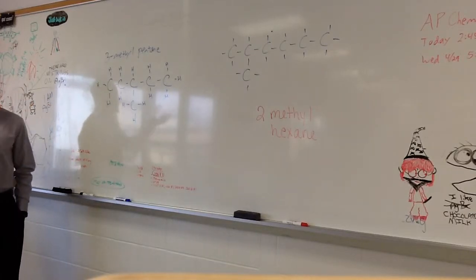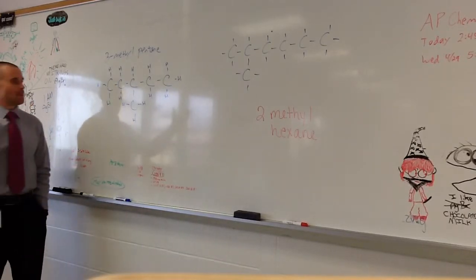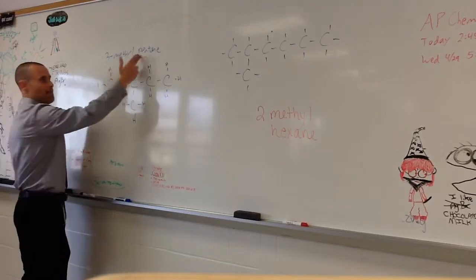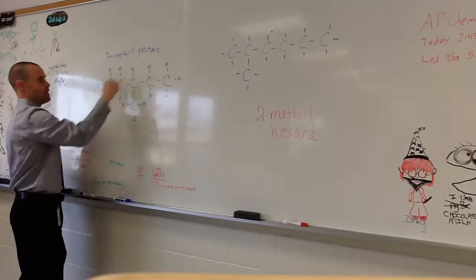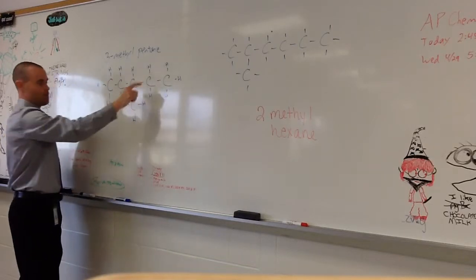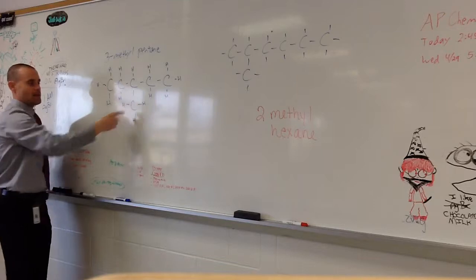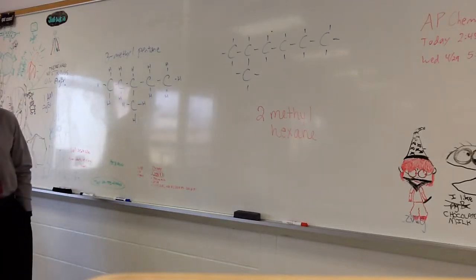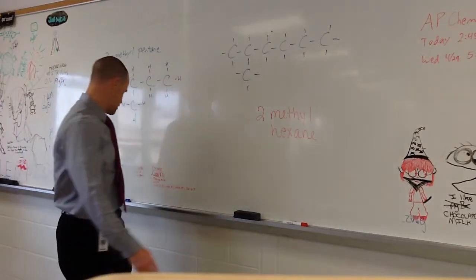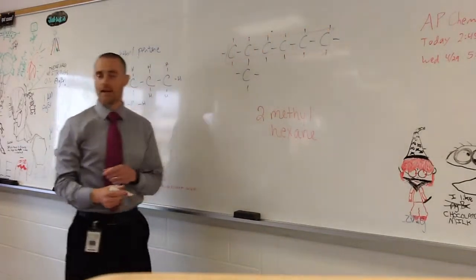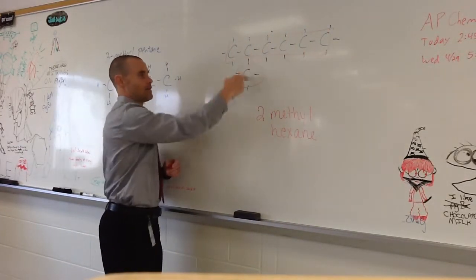So, you guys all did a good job. I walked around. Looked like you did a good job. This is very good. Again, pentane, stay with me. Pentane, 1, 2, 3, 4, 5. There's your pentane. 3-methyl: 1, 2, 3. Third carbon has a methyl group. Good job. 2-methylhexane, also correct. Here's our hexane. And then there's the methyl on the second carbon.